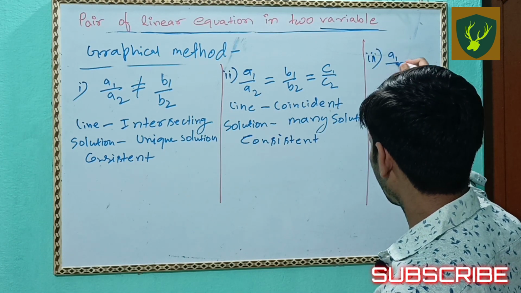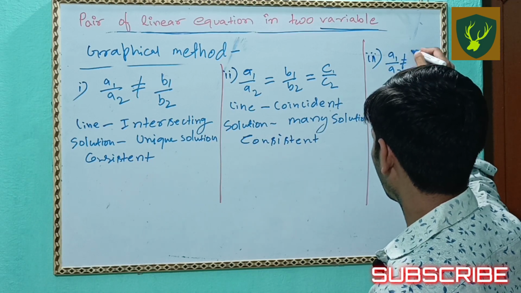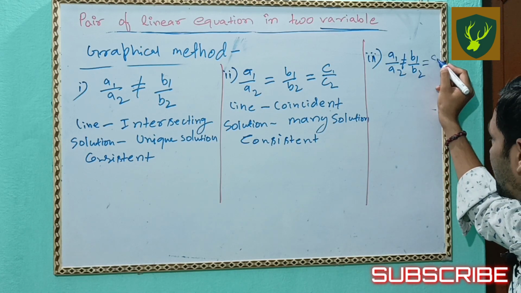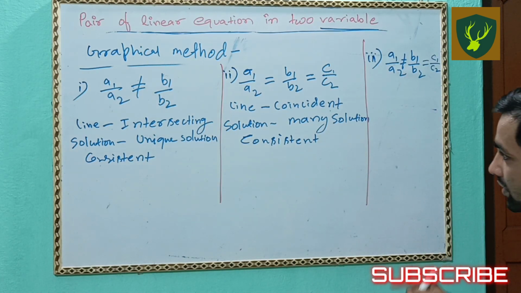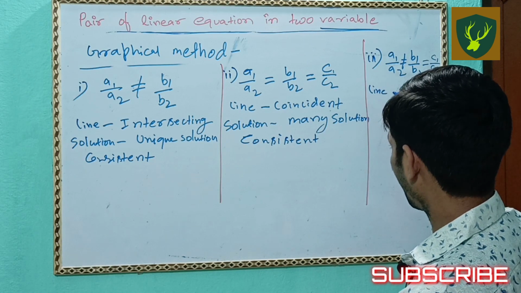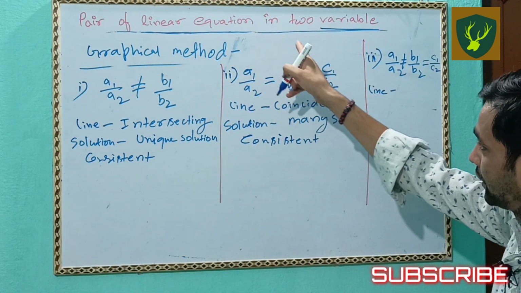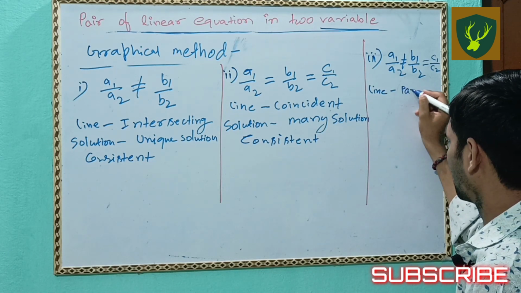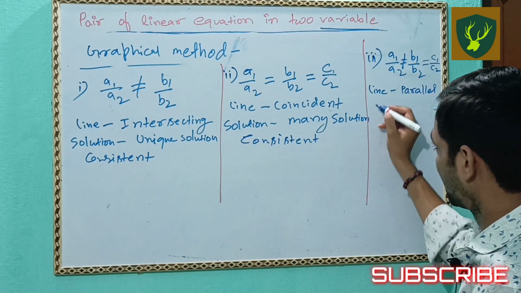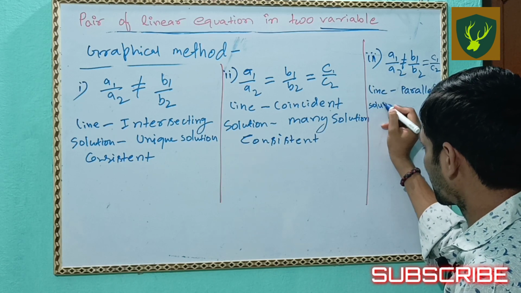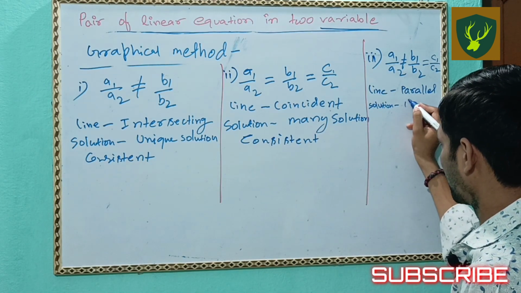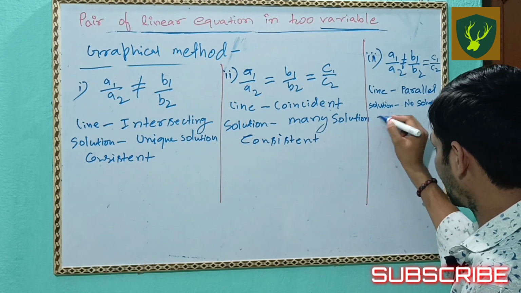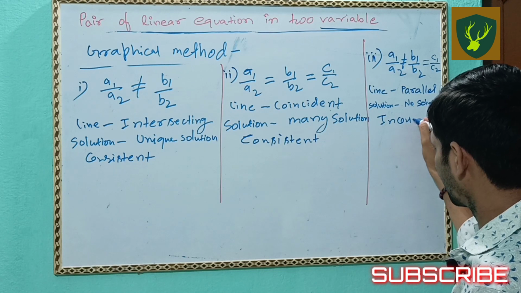if a1 by a2 equal to b1 by b2 and not equal to c1 by c2, it means the lines formed by the pair of linear equations will be parallel, and they don't carry a solution. No solution. Got it? And it is inconsistent.